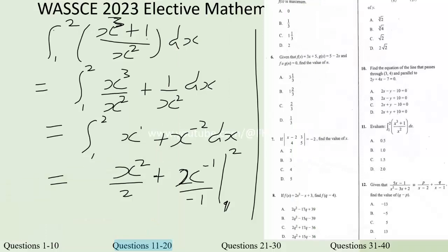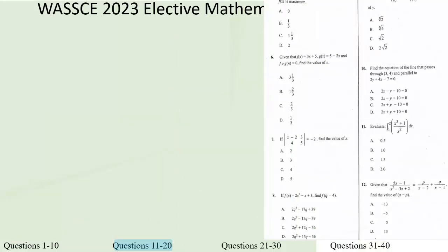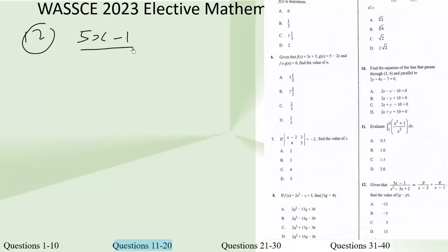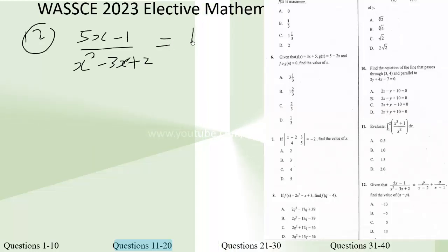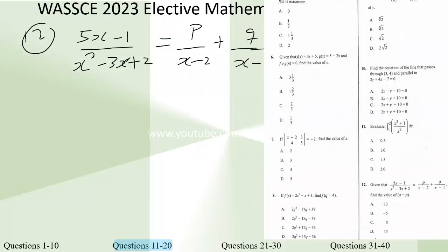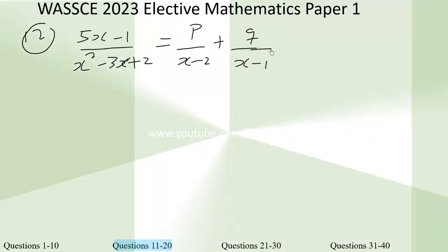Now let's look at question number 12. We're given that 5x minus 1 over x squared minus 3x plus 2 is equal to p over x minus 2 plus q over x minus 1. So this is partial fraction resolution. So we resolve to partial fractions.